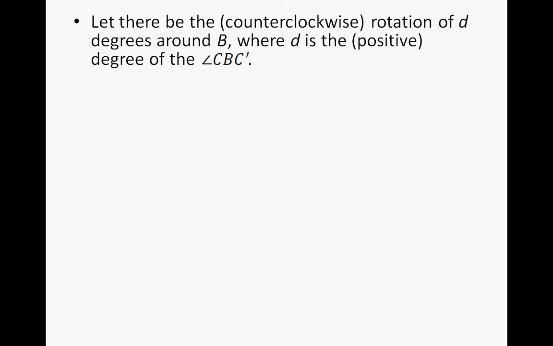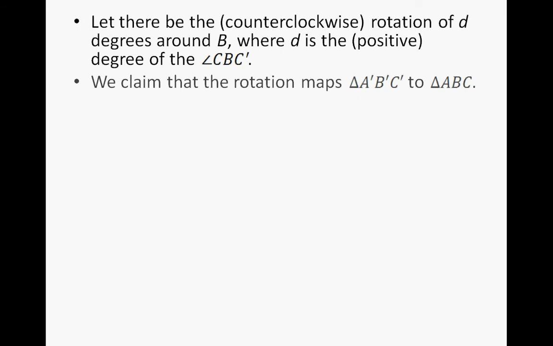So let there be a counterclockwise rotation. Remember, we have to designate the direction that we are rotating. So in this case, a counterclockwise rotation of D degrees around B, where D is the positive degree of angle CBC prime. We claim that the rotation maps triangle A prime, B prime, C prime to triangle ABC.